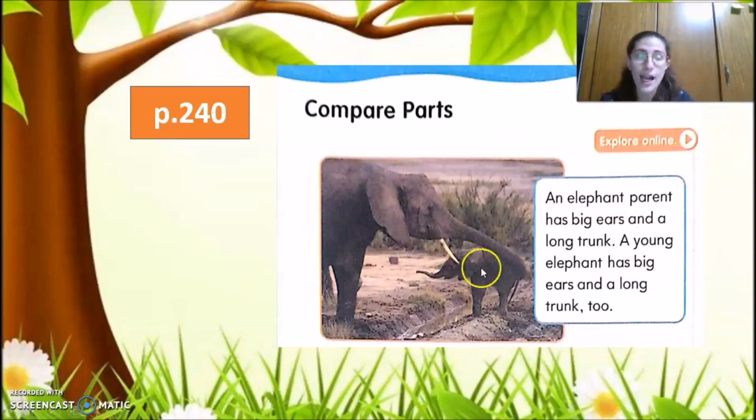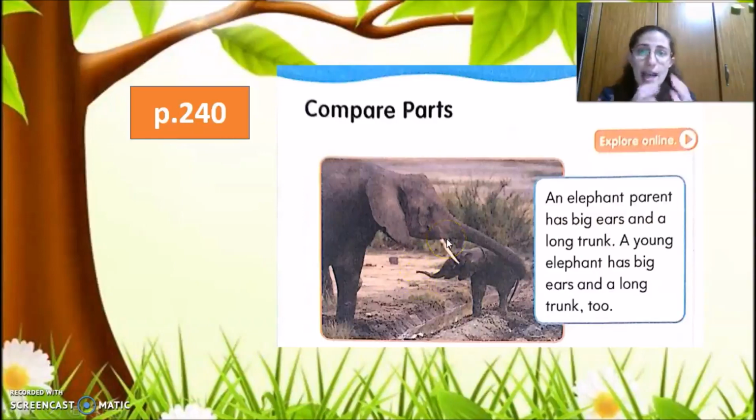But as the young elephant grows day after day, it will grow bigger ears to look more like its parent. Both elephants, excellent, have trunks that help them to drink water. But what is the difference between these two elephants? Observe carefully. Which part is the different part between both, or which part is missing in the young elephant and is present in the adult elephant? Excellent, it is the tusk. So the adult elephant has a tusk, but the young elephant does not have a tusk.